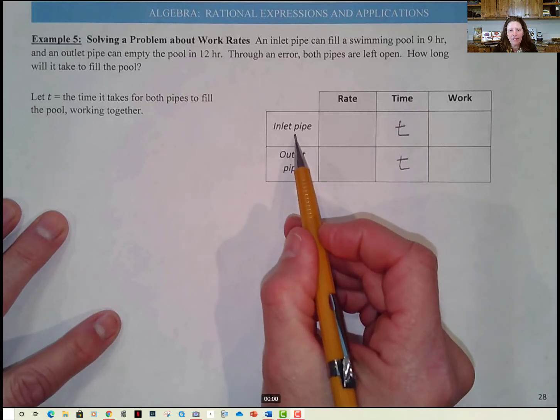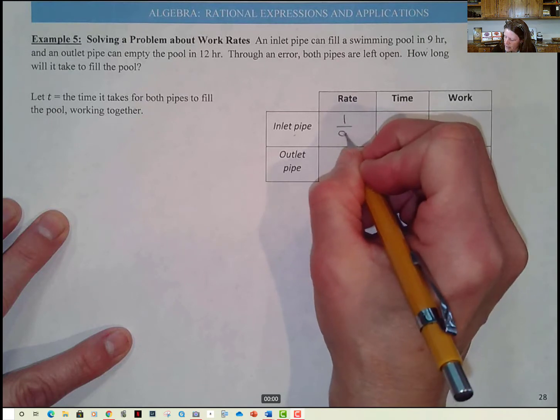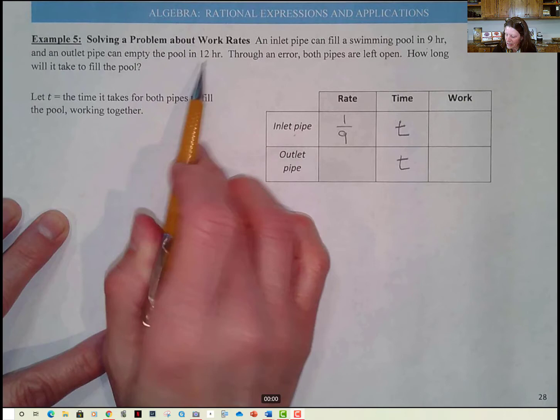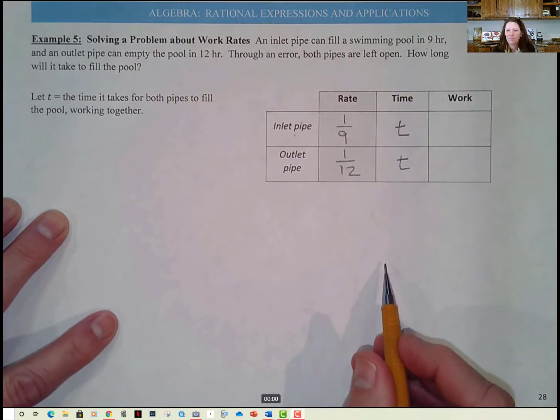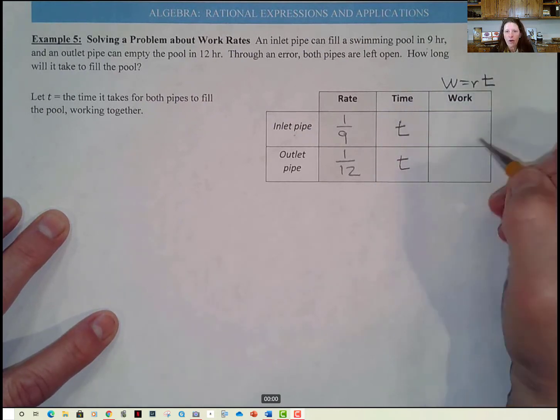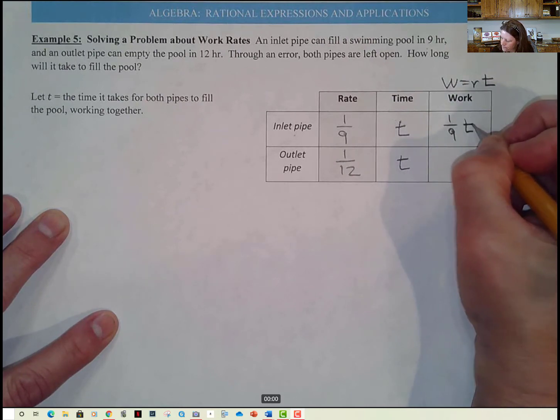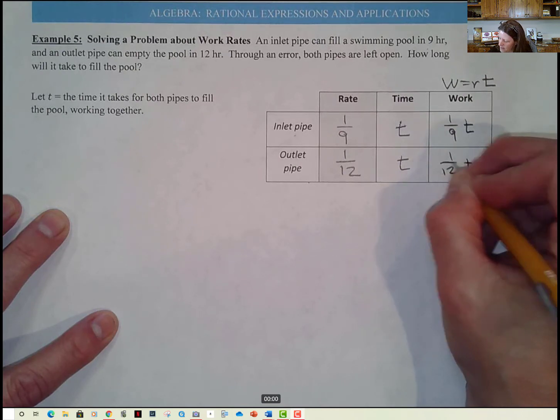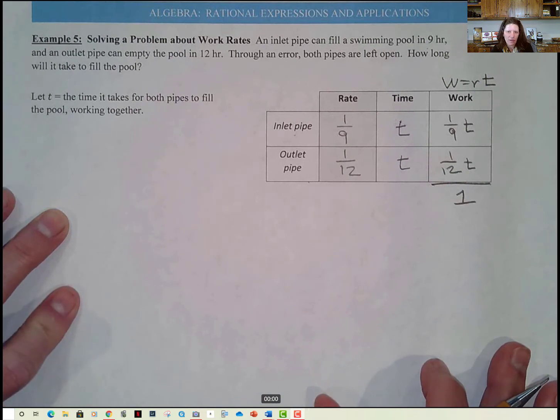The inlet pipe can fill the pool in 9 hours. Its rate is 1/9 of the job per hour. The outlet pipe can empty the pool in 12 hours. Its rate is 1/12 of the job per hour. Work is rate times time. How much work does the inlet pipe do? 1/9 times T. Outlet, 1/12 times T. And that should complete one full job.